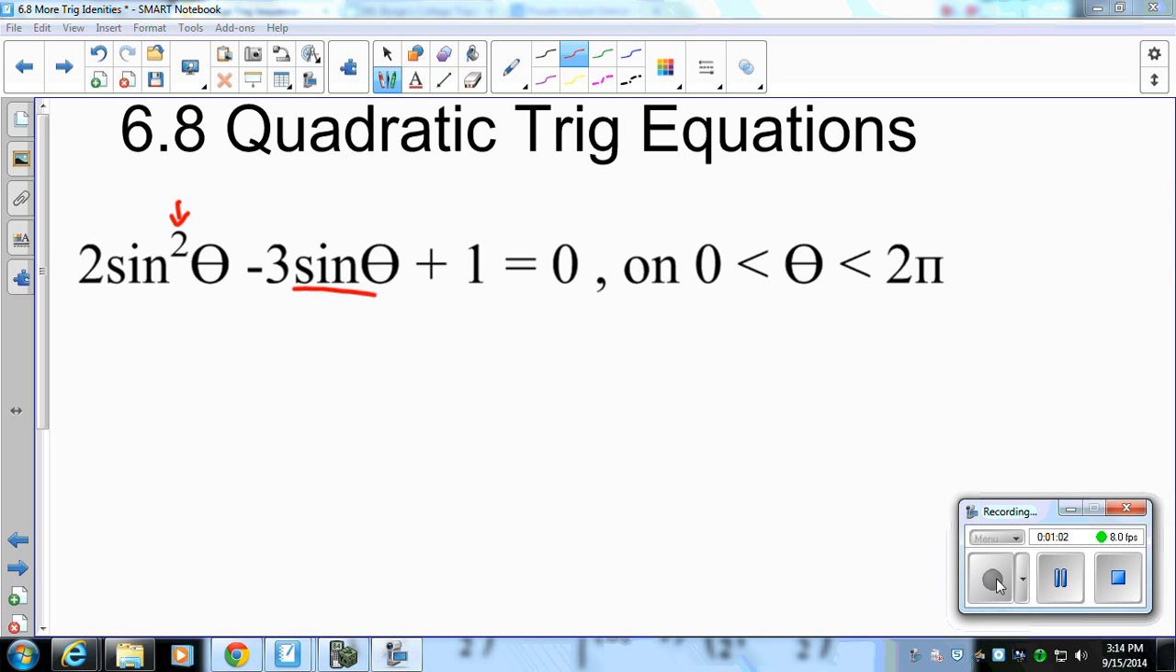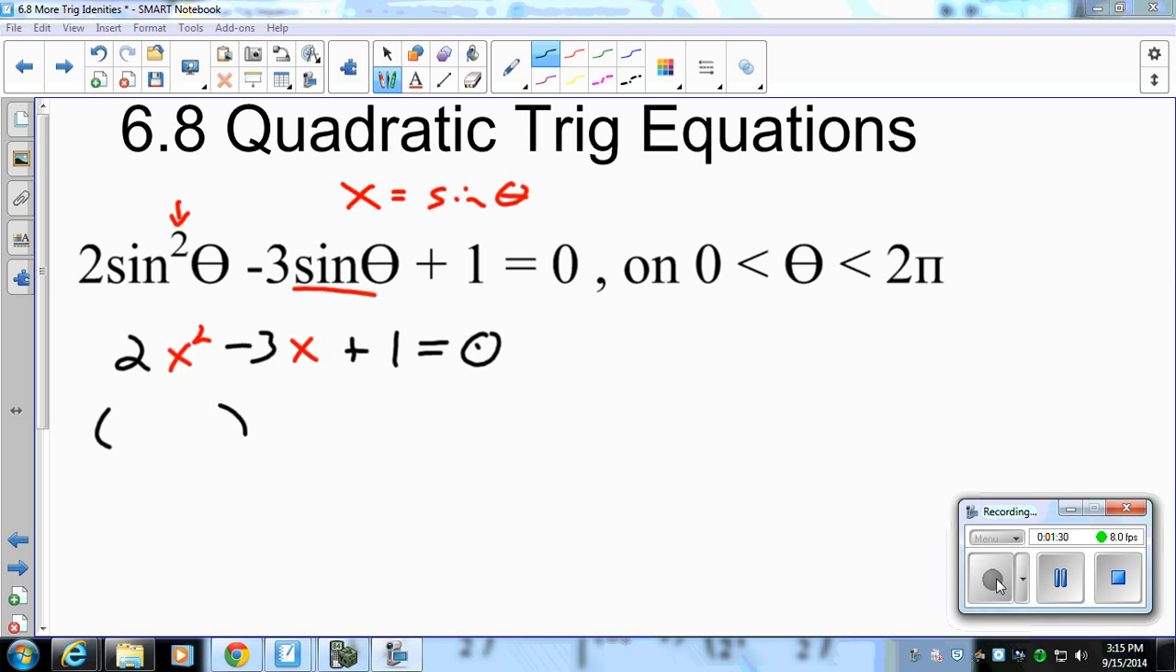So let's just go ahead and say that x is equal to sine of theta. If we know that x is equal to sine of theta, we're going to have 2x squared minus 3x plus 1 equals 0. Well, now we have a quadratic. We know solving a quadratic, we first set it equal to 0. I'm going to solve by factoring.